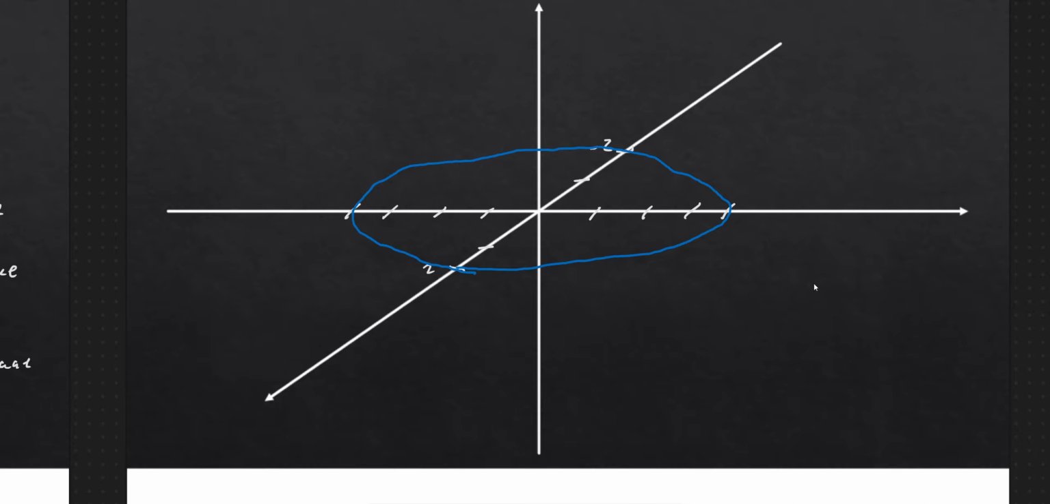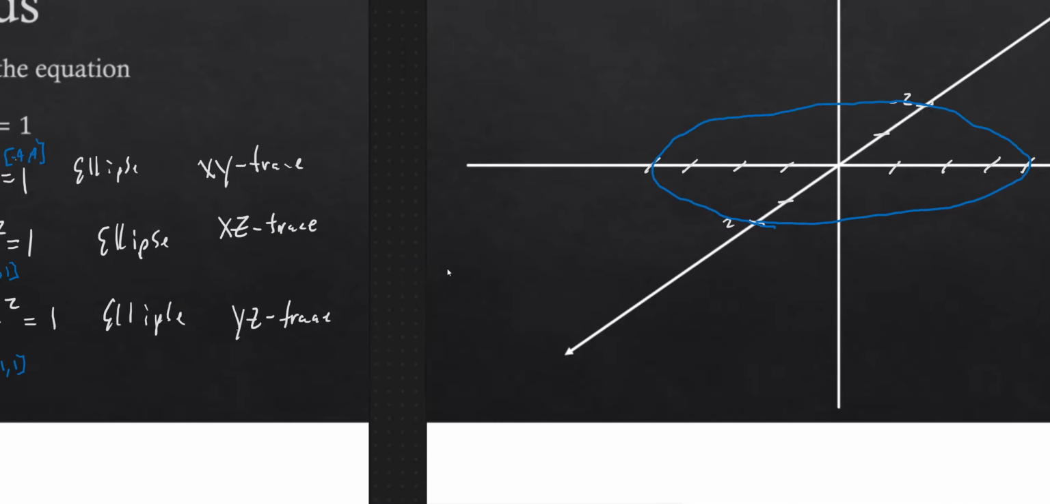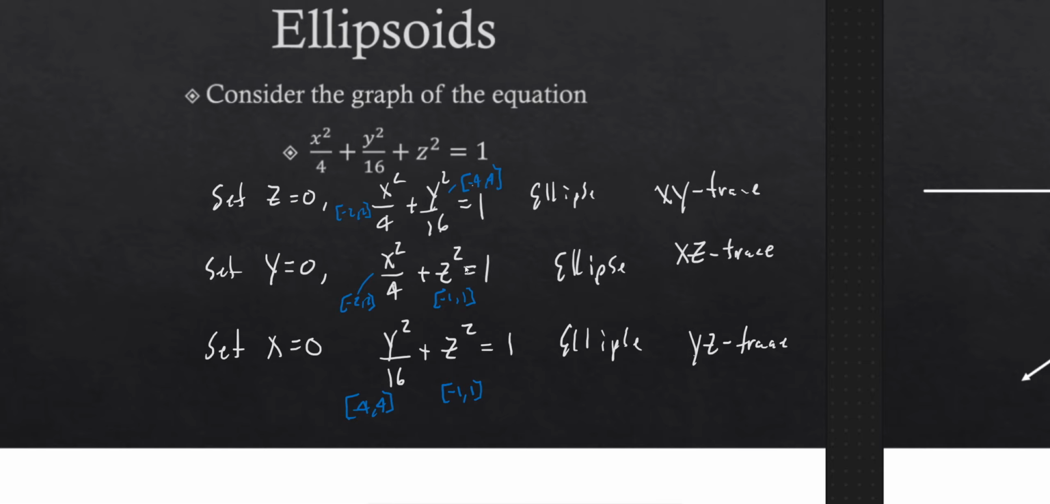All right, that's maybe a little bit better. Maybe not, I don't know. So that was the XY trace that we just drew. We drew this ellipse. Let's draw another ellipse.